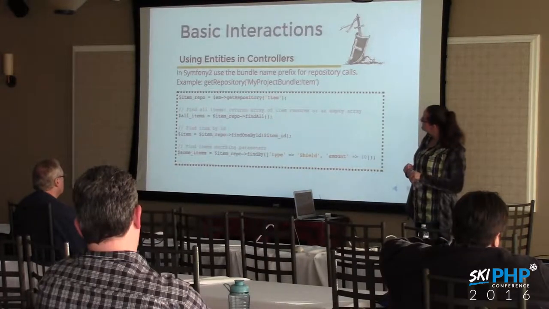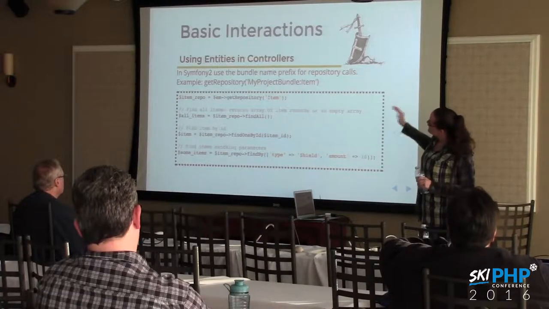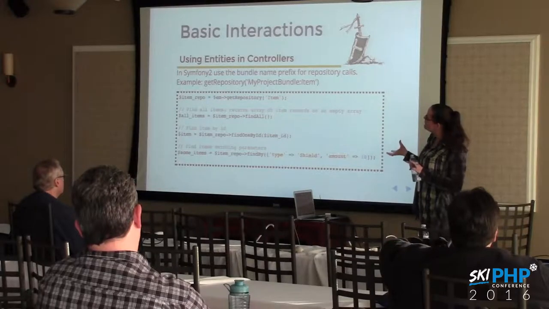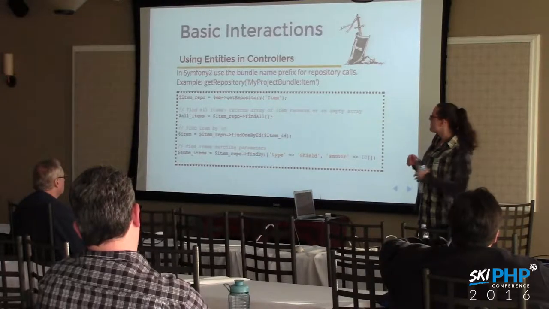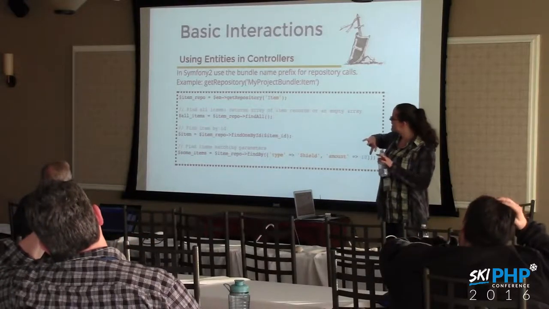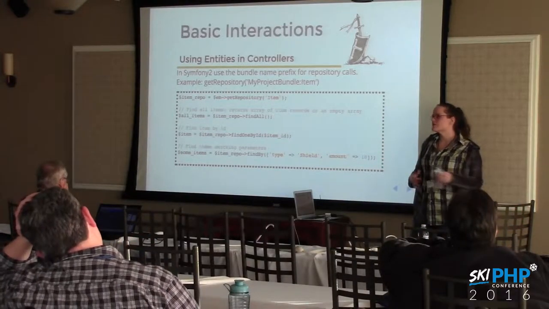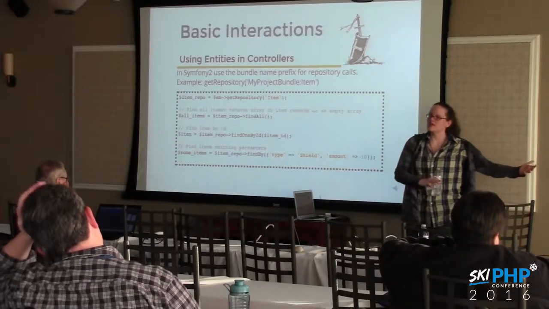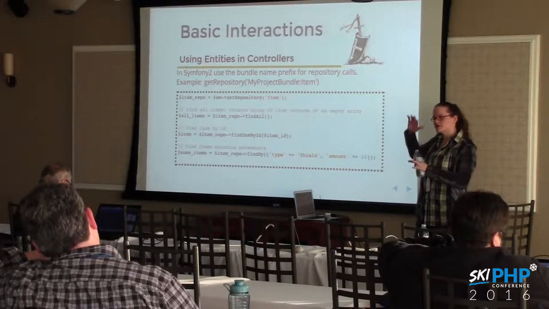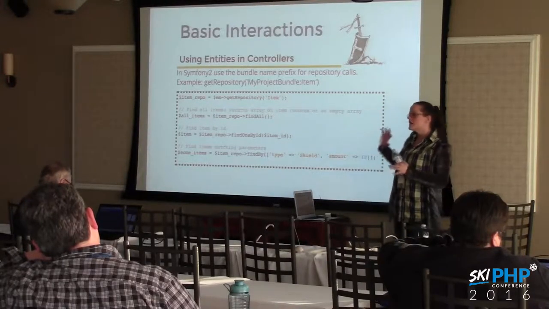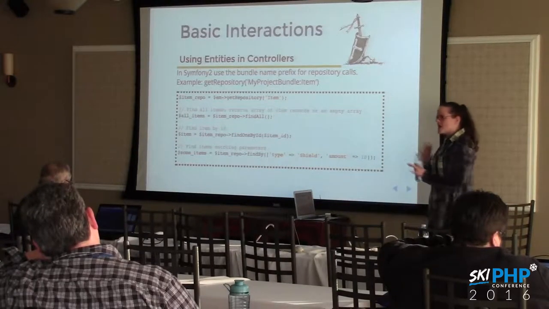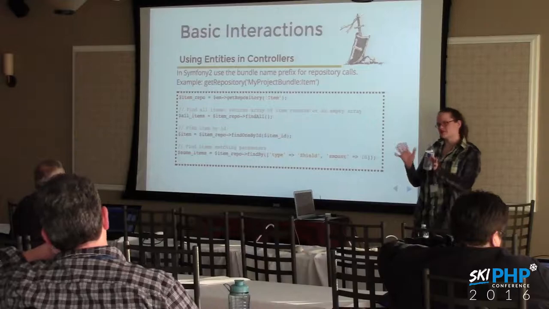Okay, so when we get our repository in Symfony, we prefix it with the bundle name. Without Symfony, you wouldn't prefix it with the bundle name. You would just call the entity name, but in Symfony, it assumes that you might want multiple bundles that have different entities and stuff, so you prefix it with the bundle name, so it'd be like my bundle, colon, item, and if it's not in Symfony, it's just item. It's very slight differences.